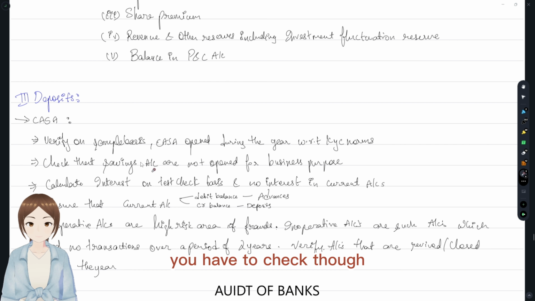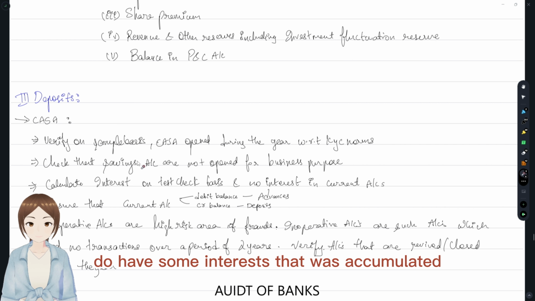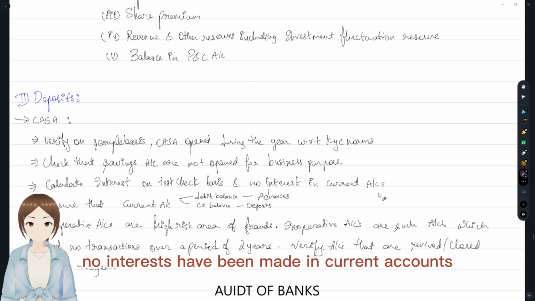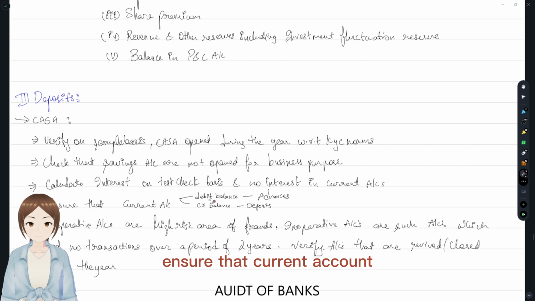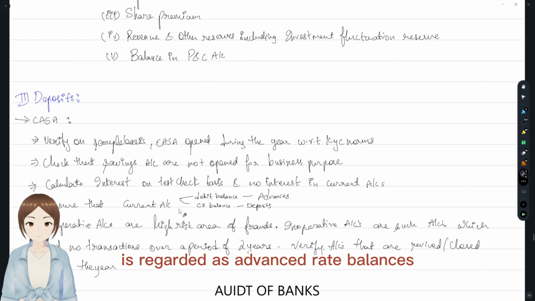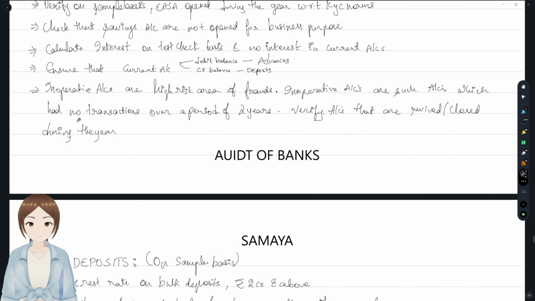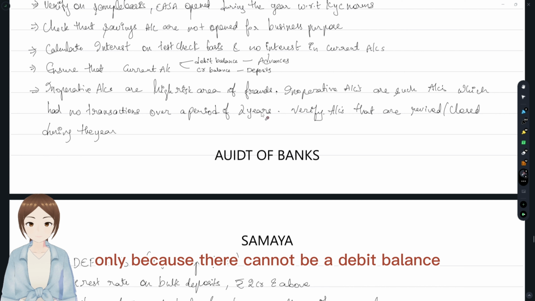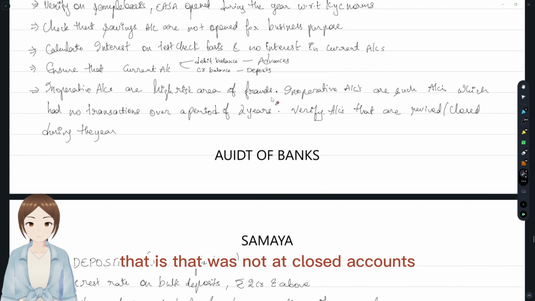The balance in a savings bank account has some interest that was accumulated, but there shouldn't be any interest for the current account. So you have to check that the interest made in the savings bank is accurate, and check that no interest has been paid on current accounts. Ensure that a current account debit balance is regarded as an advance and a credit balance as deposits. Mostly savings accounts are deposits only because there cannot be a debit balance in a savings account.